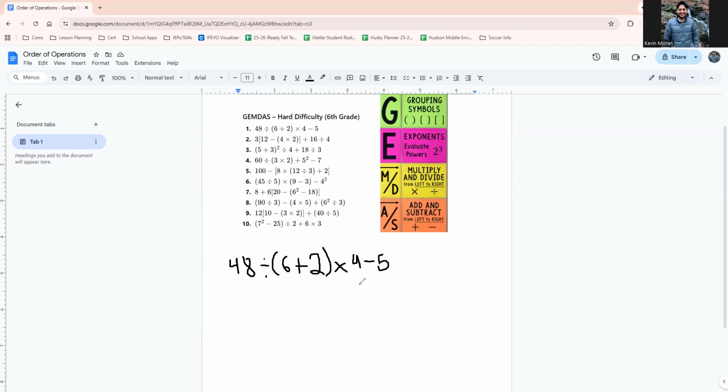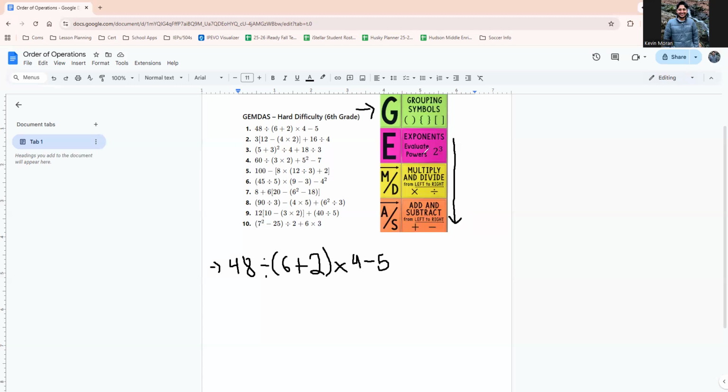Every single time I'm doing one of these problems, the first thing I'm going to do is look at my GEMDAS chart. I'm always starting with groups. This is the first thing I look at. Groups: I'm looking for parentheses, braces, or brackets. In this case, I have parentheses right here, so I'm going to look at whatever is inside the parentheses and reapply all of this.